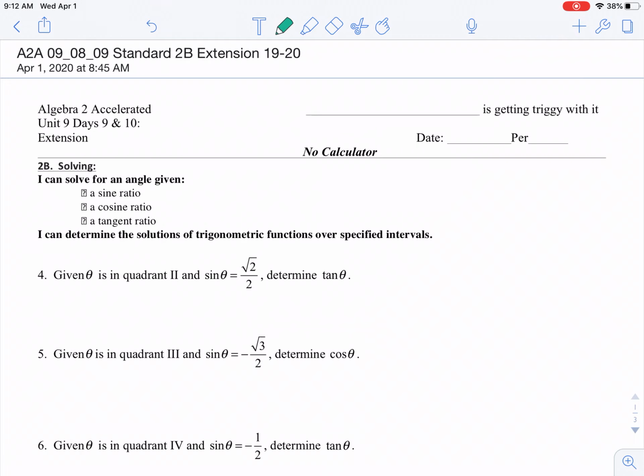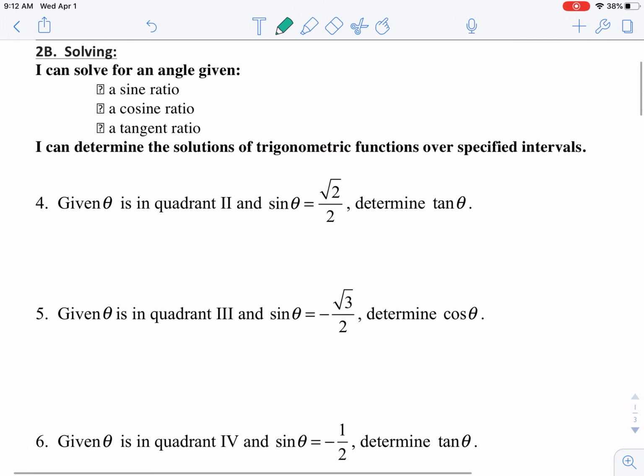Okay, so we're going to take a look at some 2B solving questions from Unit 9. I'm going to do a couple with you from the extension document that you see on Canvas. So let's start with question 4.